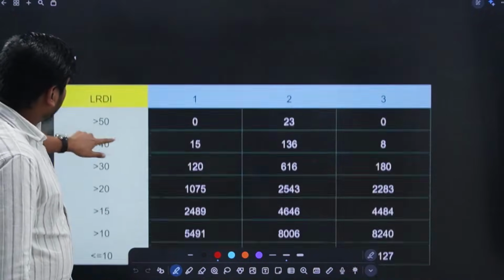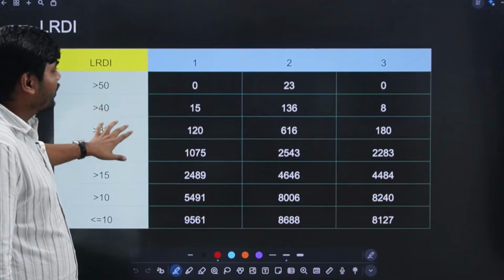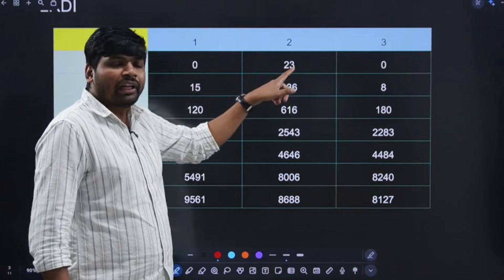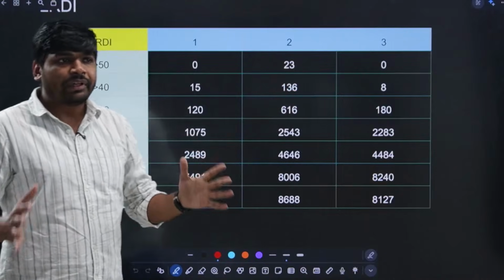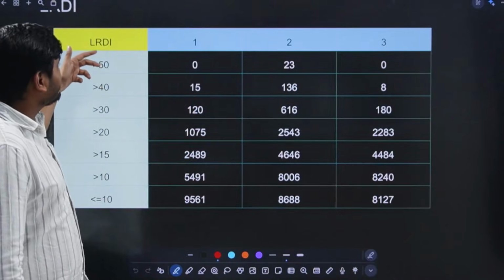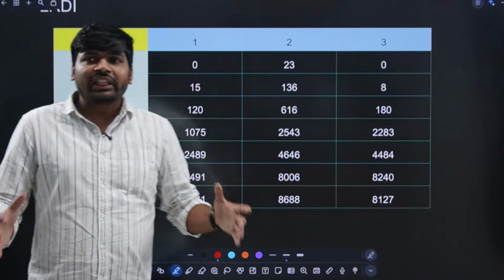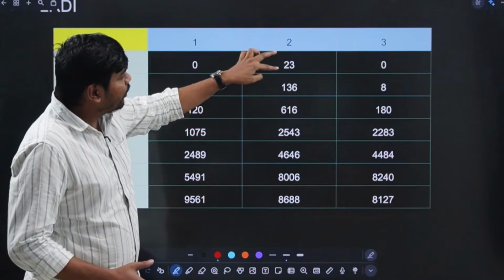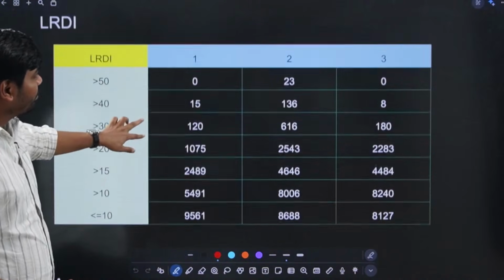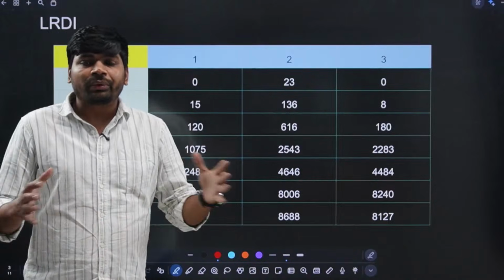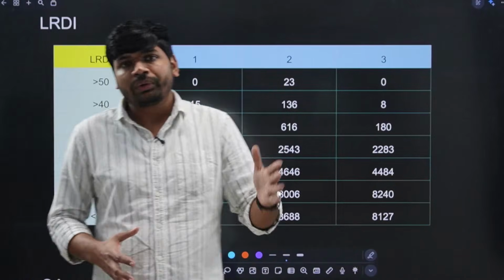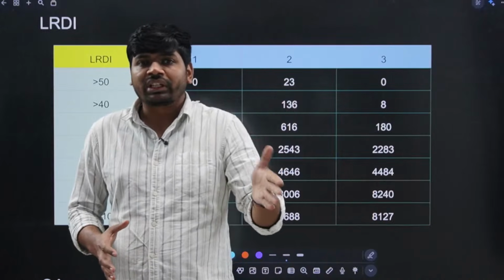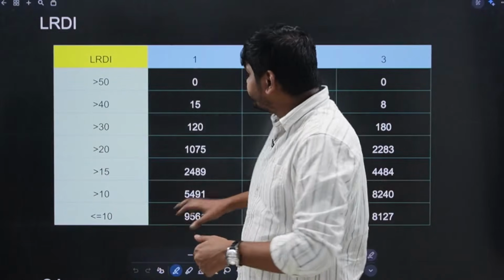So if you check for LRDI, more than 50 marks in slot 2, 23 students have obtained more than 50 marks in the LRDI section. That itself says that slot 2 LRDI will get scaled down. So LRDI in slot 2 is getting scaled down, and we will see how the scores are getting affected. We will show you how the scoring is done and how the raw score is converting to scaled score.